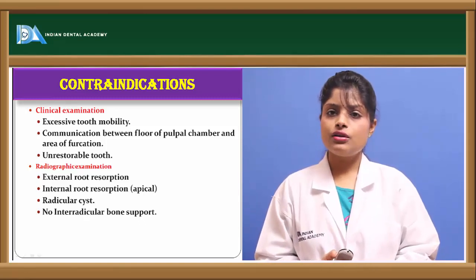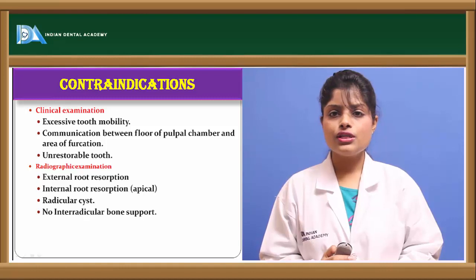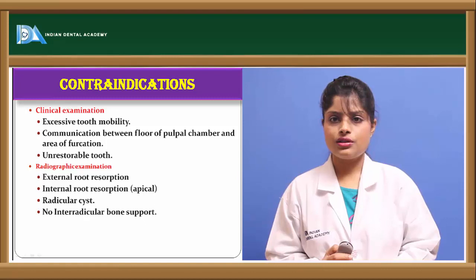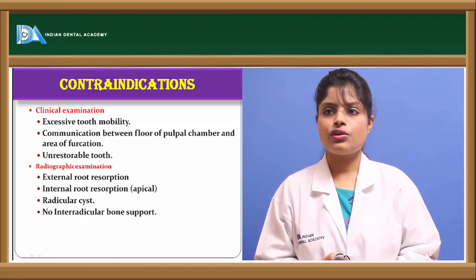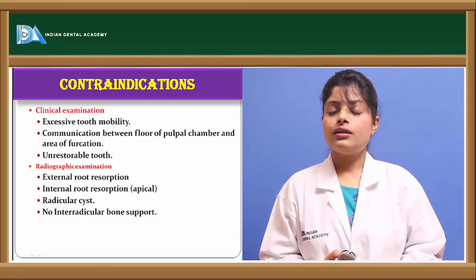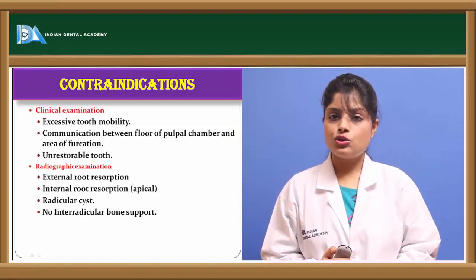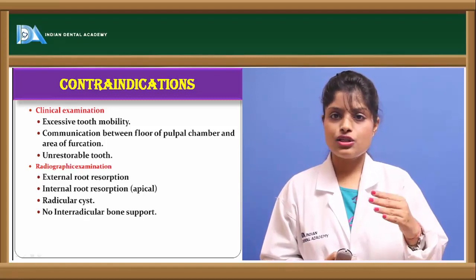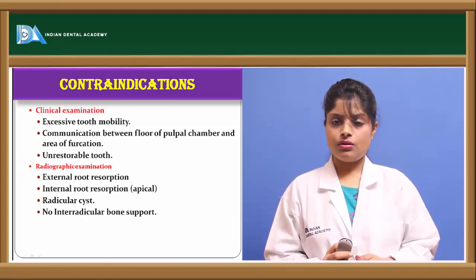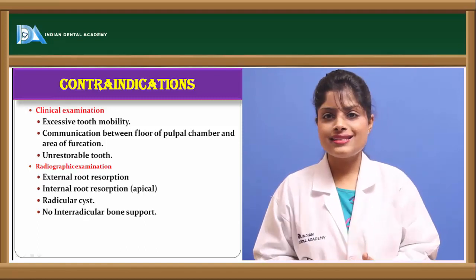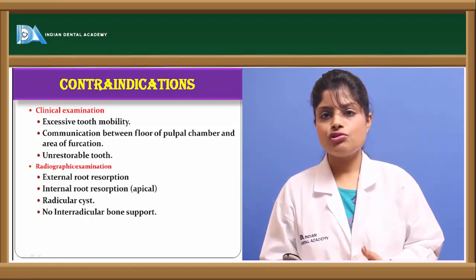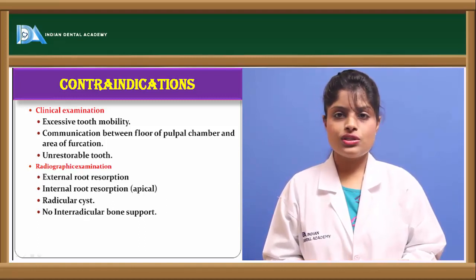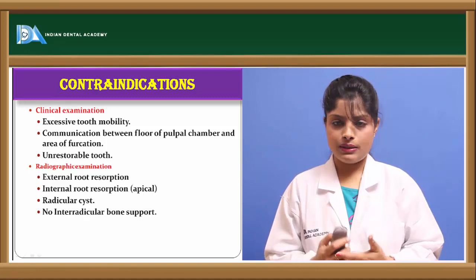If the tooth is non-restorable, that is, maximum part of the tooth structure is lost, we do not consider that tooth for restorative purpose. If the communication is present between the floor of the pulpal chamber and the furcation area, that is, there is through and through communication. Moreover, if the communication exists between the gingival portion of the tooth and the pulpal chamber, that is, tooth which is contraindicated for pulpectomy.